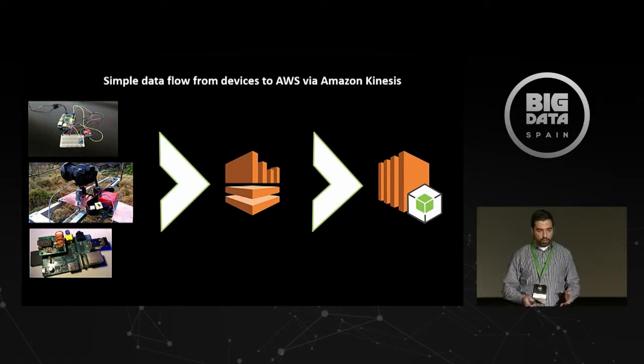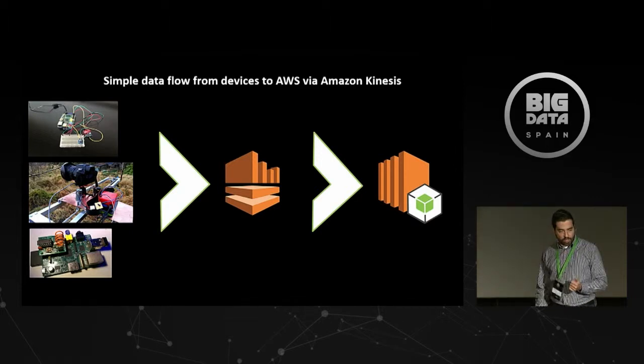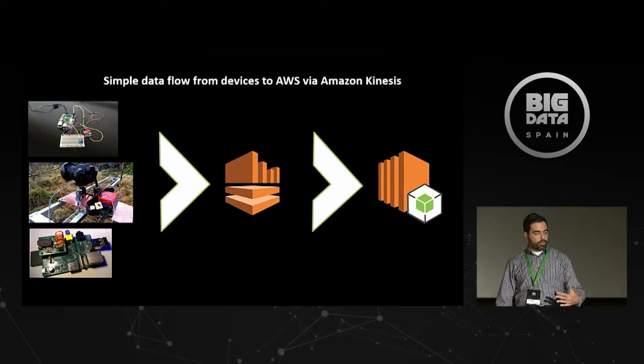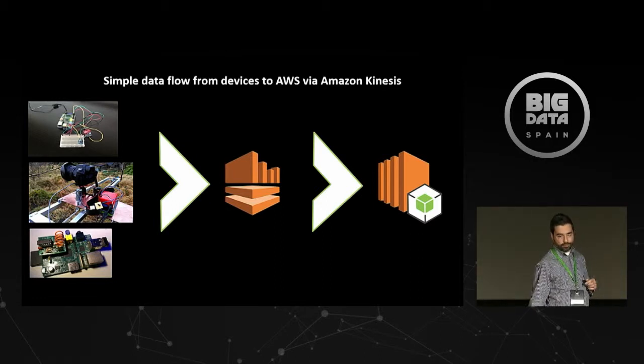So this is how it looks end to end. We have the devices that produce data that are streamed into Kinesis, and then they are processed by applications written and deployed on EC2, which are the virtual servers of AWS.